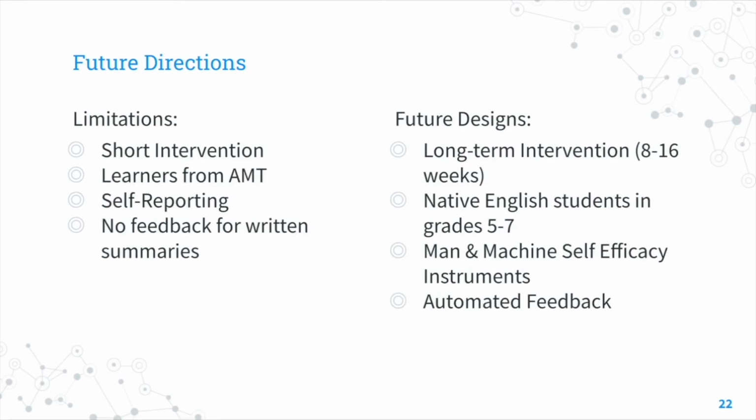Limitations of this study include the short-term intervention of 1-hour training and that learners were recruited from Amazon Mechanical Turk. Future studies will provide a long-term intervention in traditional classroom settings with native English students in grades 5 to 7. Another limitation is the self-reported efficacy. Future studies could add additional self-efficacy instruments. The present study also did not provide feedback on written summaries. In the future, automated feedback would be adopted on the quality of written summaries.